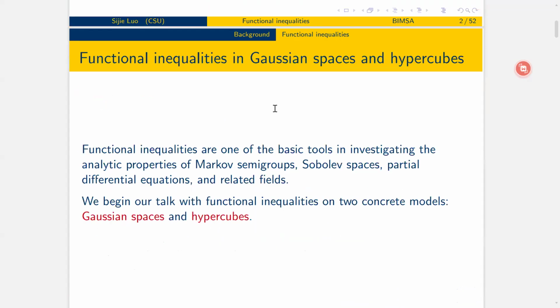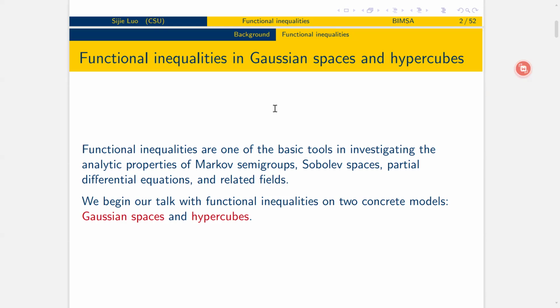First I will give some background on the study of functional inequalities. There are 2 very concrete models that inspire us most: the Gaussian space and the hypercube. Why are we interested in functional inequalities? Because they are essential tools in analysis, such as in the study of Markov chains, PDE and functional analysis.